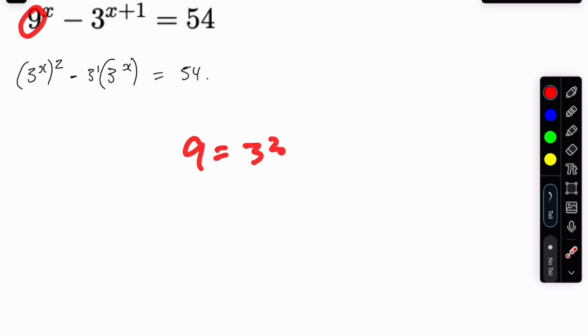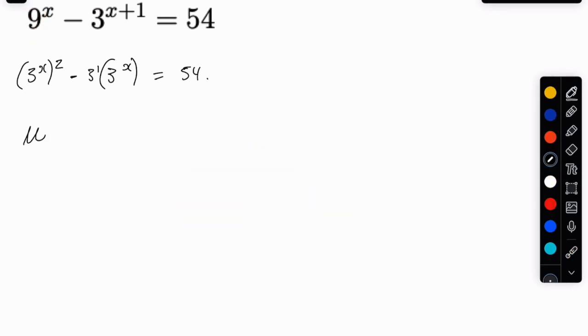So if 9 is equal to 3 squared, therefore 9 to the x is equal to 3 to the 2x, which is equal to 3 to the x to the power 2. I can then say let y equal 3 to the x. So therefore we've got y squared minus 3y is equal to 54. And from there, if we were going to go about solving this, we could just plug this into the quadratic formula.